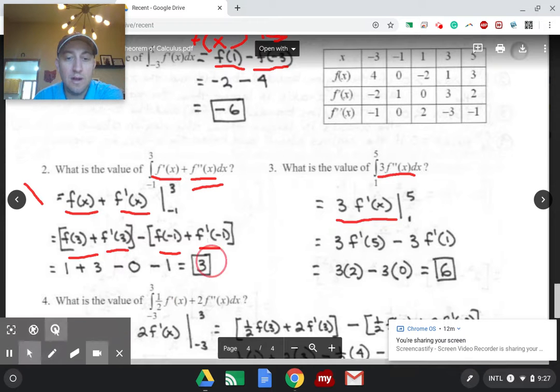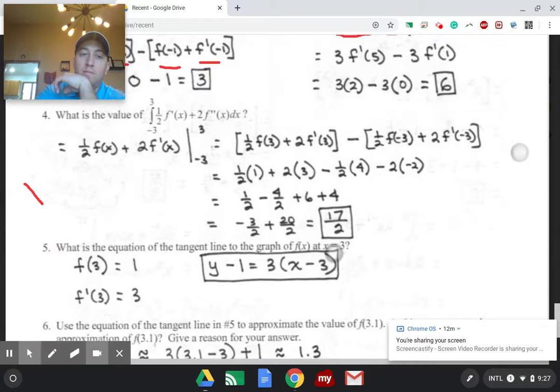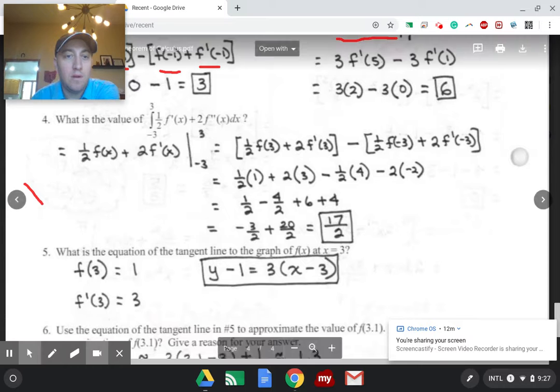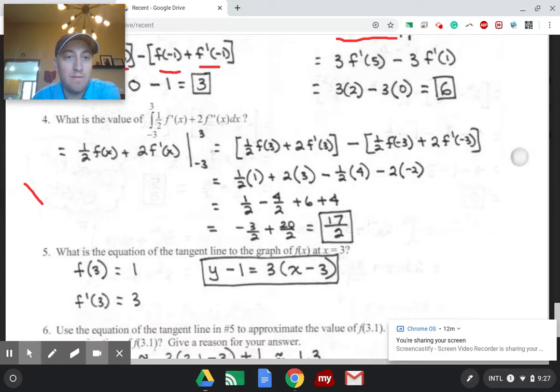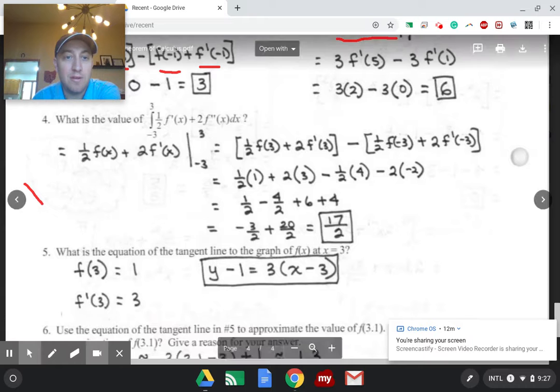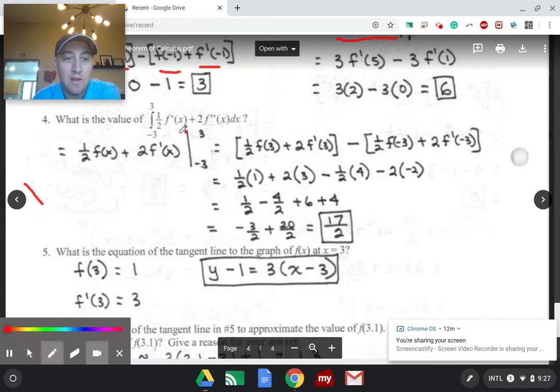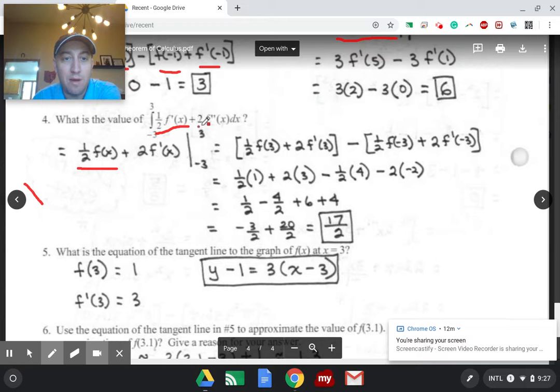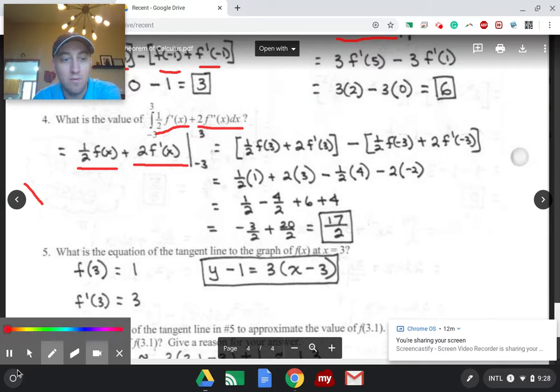And then the last one here, a couple more. Number 4, same thing. What is the value of the integral from -3 to 3 of 1/2 f prime of x plus 2 f double prime of x? The antiderivative of 1/2 f prime of x is 1/2 f of x. The antiderivative of 2 f double prime of x is 2 f prime of x. And then it's just a matter of plugging in 3 and then minus plugging in -3 and then getting your answers from the table.